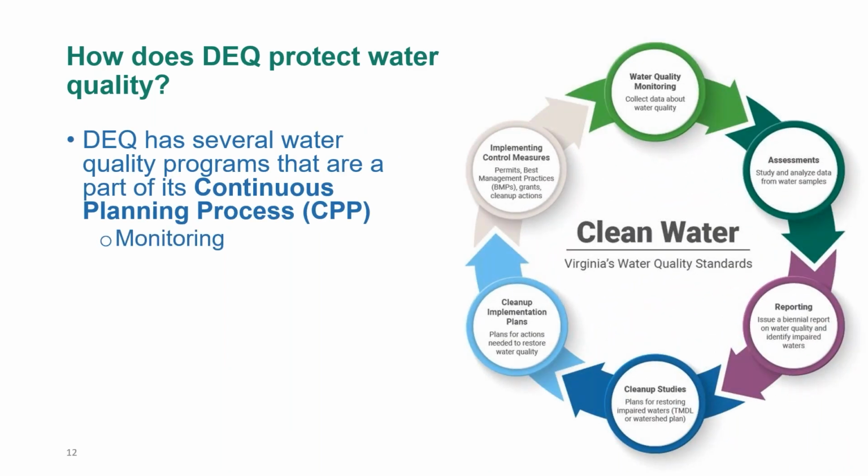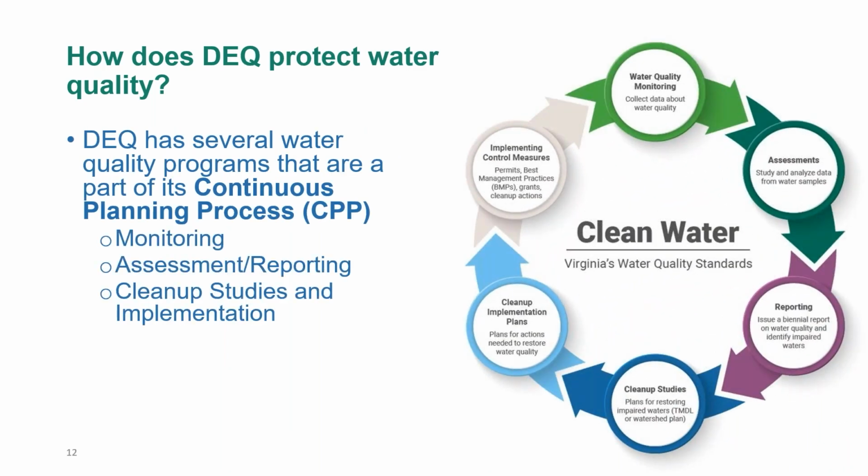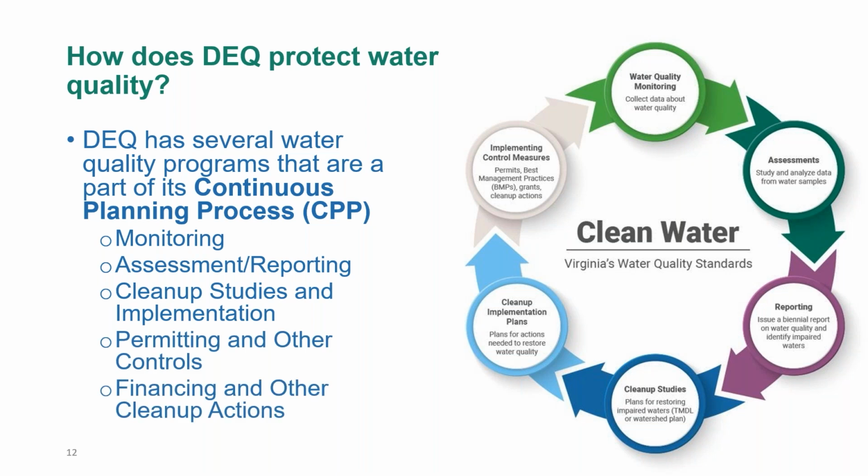Okay, so with that, we will jump into how does DEQ protect water quality. DEQ has several programs that can be seen here on what some people call our water wheel. It includes water quality monitoring, assessments and reporting, cleanup studies and implementation, permitting, and that includes financing and other cleanup actions. Together, these programs make up what DEQ calls the Continuous Planning Process, or CPP.